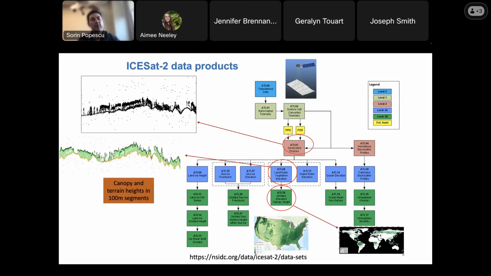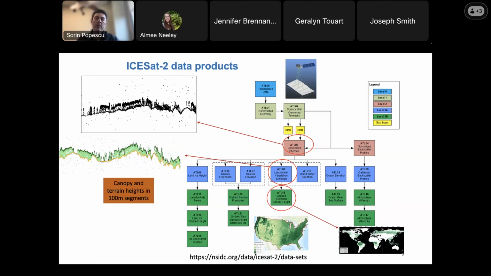NASA makes available through its NSIDC Data Center a suite of products with various levels of processing. Level 2 is the geolocated photons in ATL03. So that's what you can see towards the top left of this slide. And then a series of dedicated products for land ice height, sea ice freeboard, sea ice elevation, and so forth. The one of interest for today's presentation being the land water vegetation elevation product, ATL08.